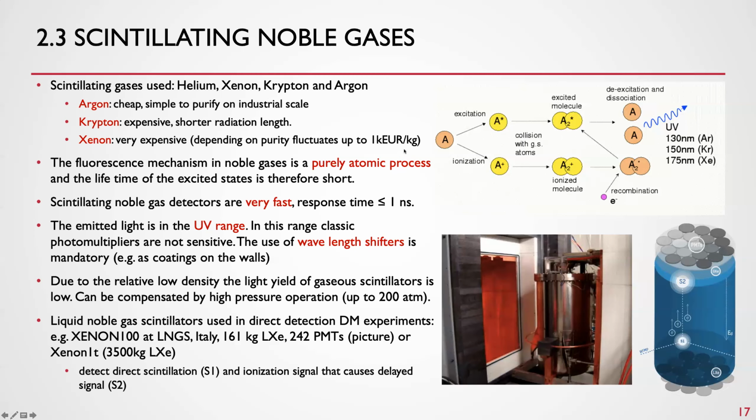Xenon is also very expensive. It goes up to 1,000 euro per kilo. Liquid xenon is used in large-scale, multiple-ton dark matter experiments. The fluorescence mechanism in noble gases is purely atomic, so it's simpler to understand, and it also means that the lifetime of these processes is very short. So one gets a fast signal, typically 1 nanosecond or so, hence it is usable for collider experiments. The emitted light is in the UV range.